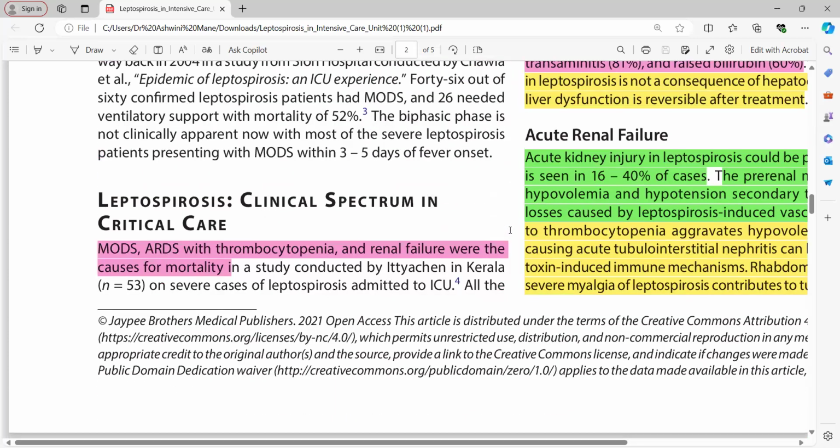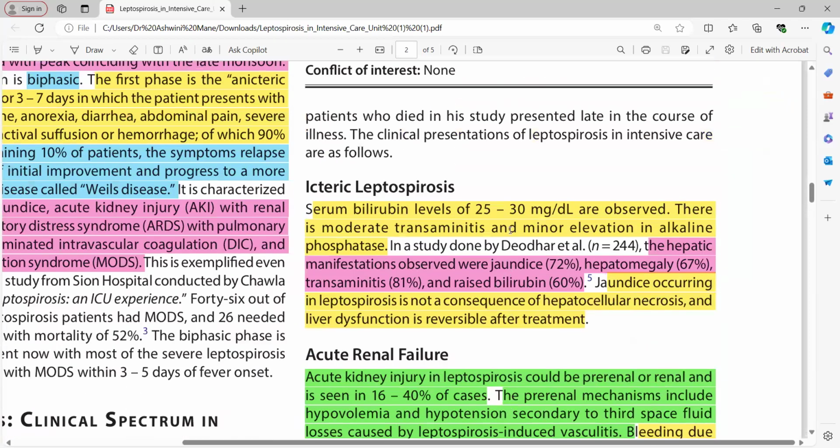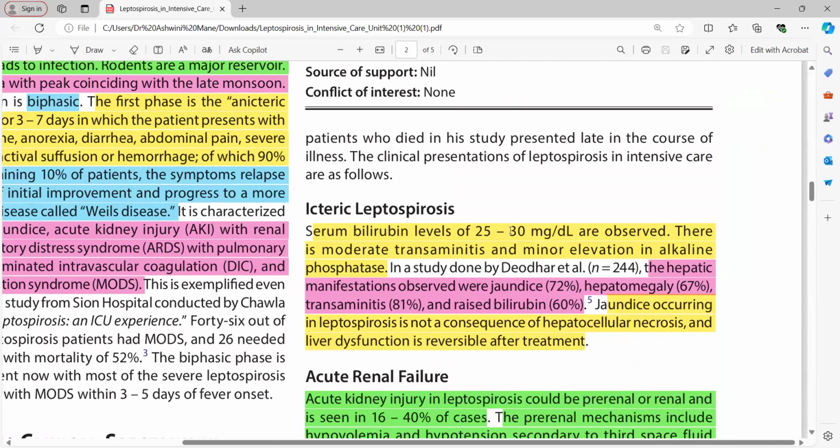So the leptospirosis clinical spectrum in critical care is manifested as multi-organ dysfunction syndrome, ARDS with thrombocytopenia and renal failure. In icteric leptospirosis, serum bilirubin levels of 25 to 30 mg per dL are observed. There is moderate transaminitis and minor elevation in alkaline phosphatase.